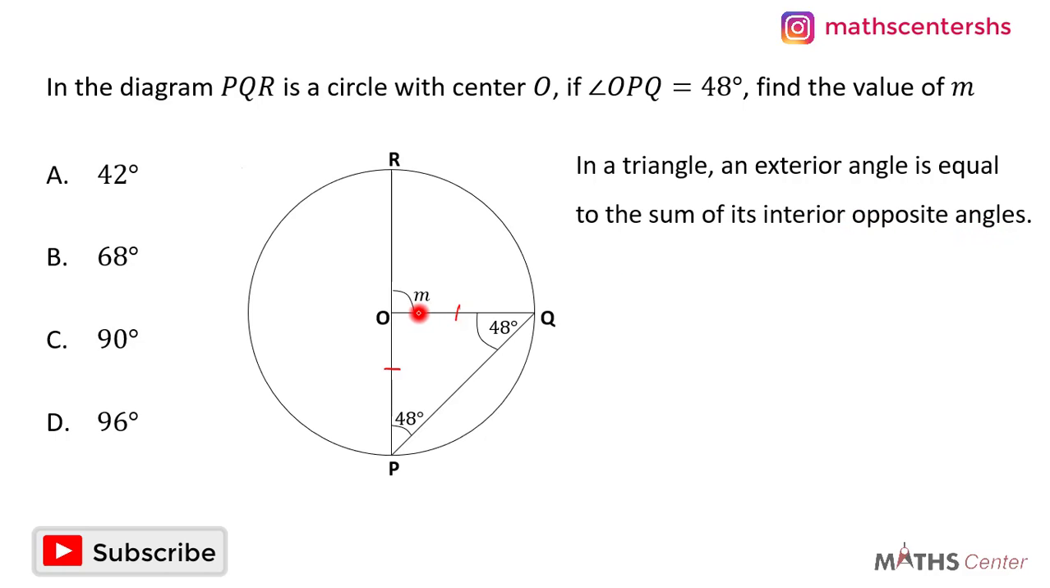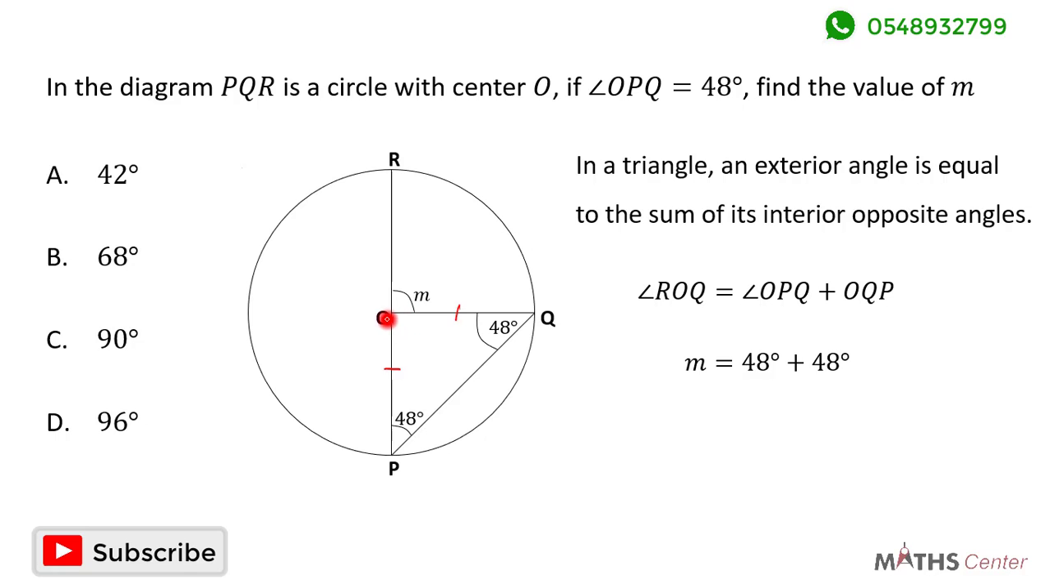The property says that in a triangle, an exterior angle is equal to the sum of its interior opposite angles. That means that if we consider the triangle POQ, the exterior angle ROQ is equal to the sum of its interior opposite angles, which is angle OPQ and angle OQP. Angle ROQ is given as M. Angle OPQ is 48 degrees and angle OQP is also 48 degrees.